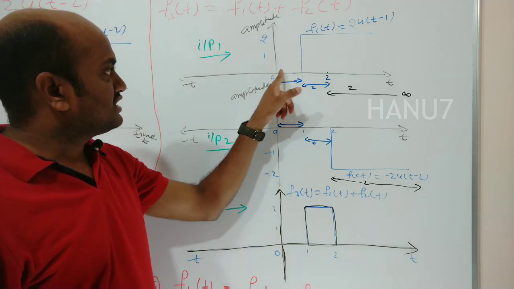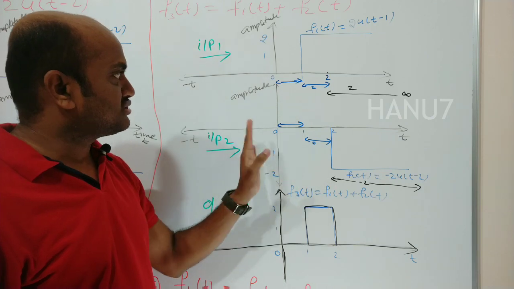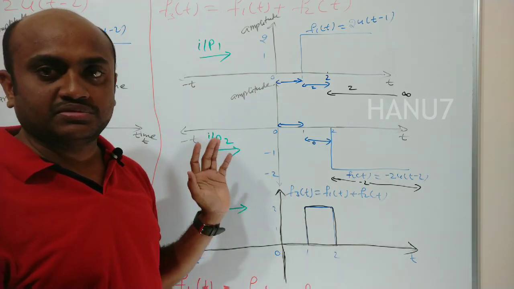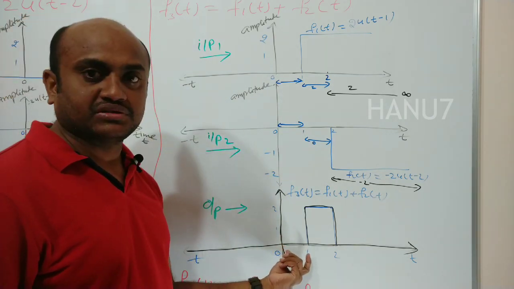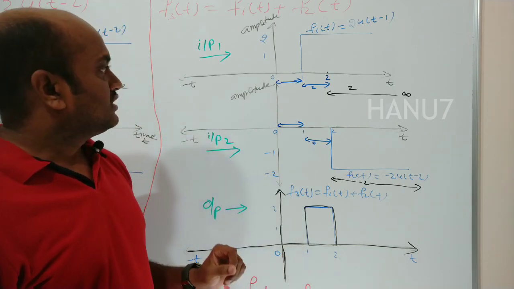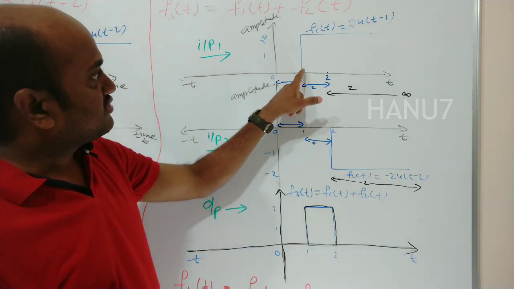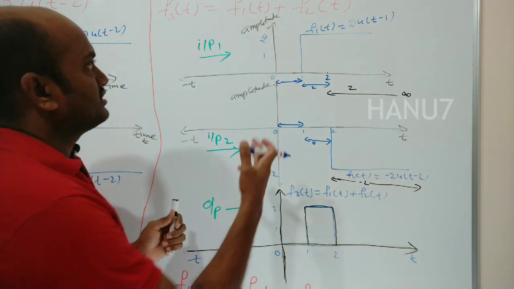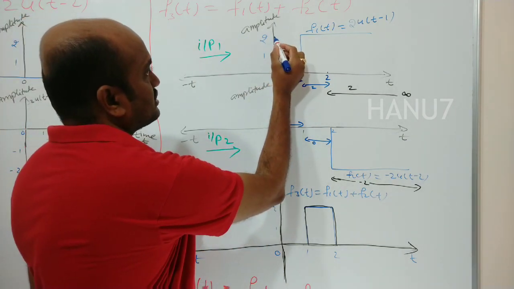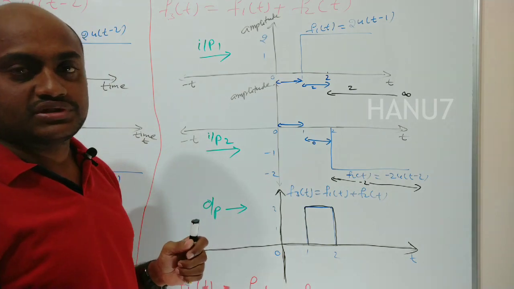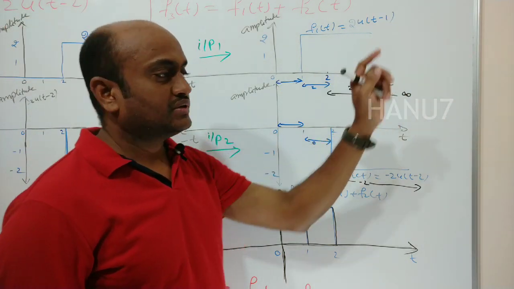Similarly, from 0 to 1, there is no amplitude. Here also 0 to 1, there is no amplitude. Again 0 plus 0 is 0. We won't get anything in this portion, 0 to 1. After this, from 1 onwards, we have amplitude 2. You can see here the amplitude value is 2. From 1 onwards, it continues up to infinity.